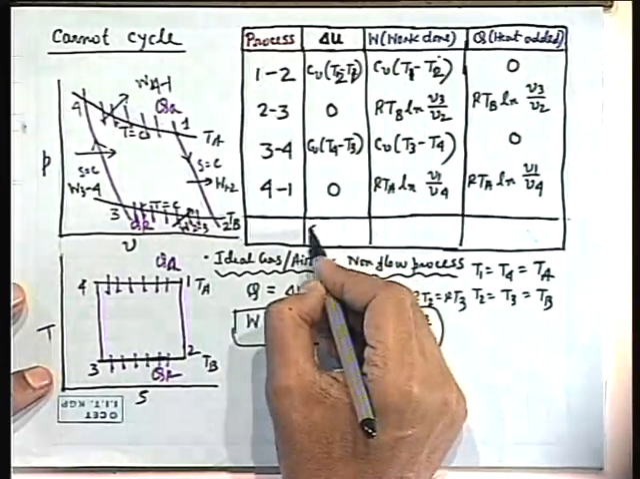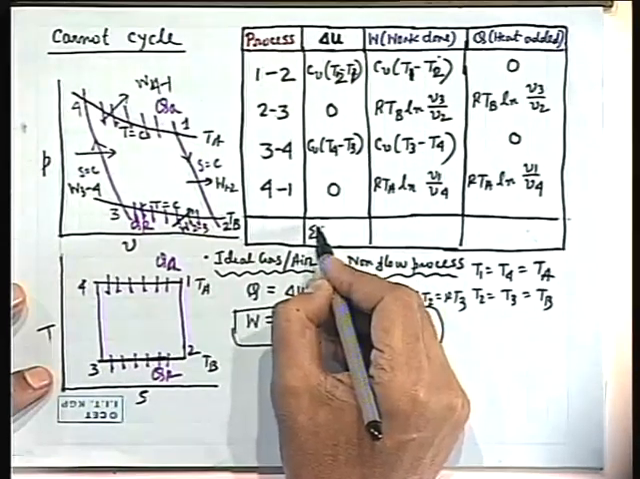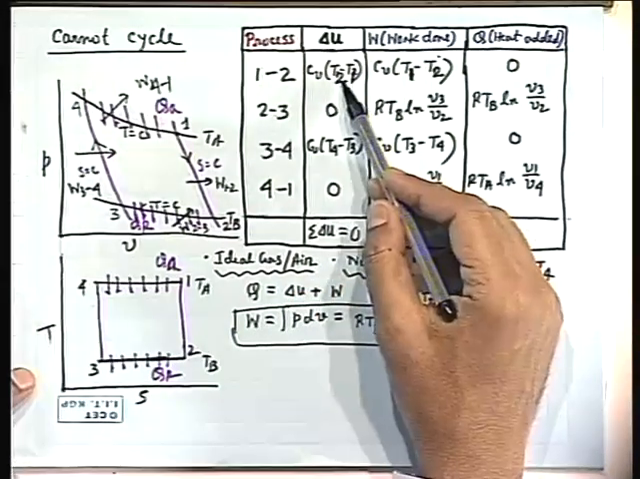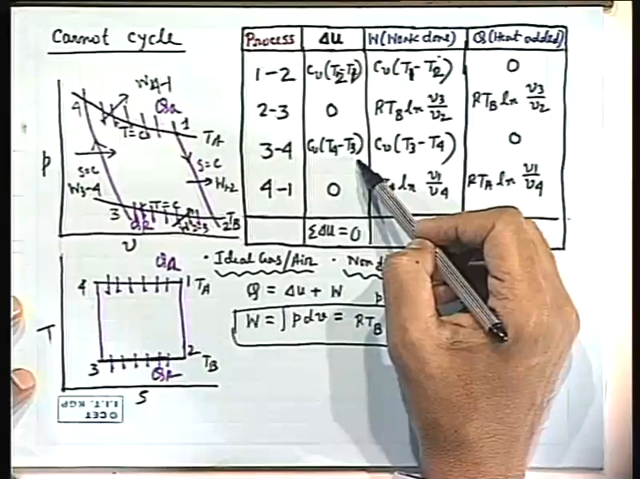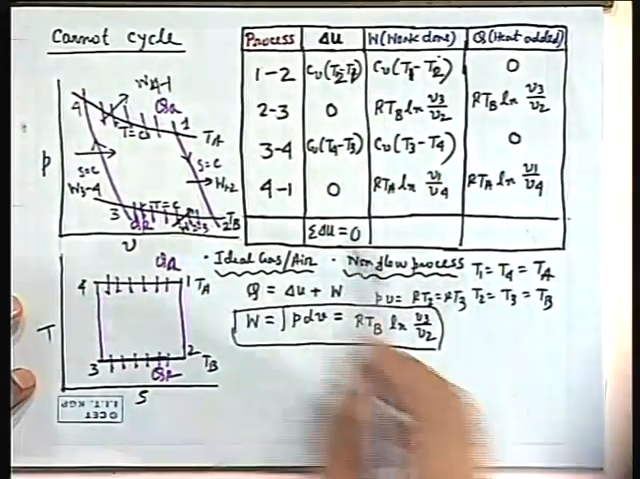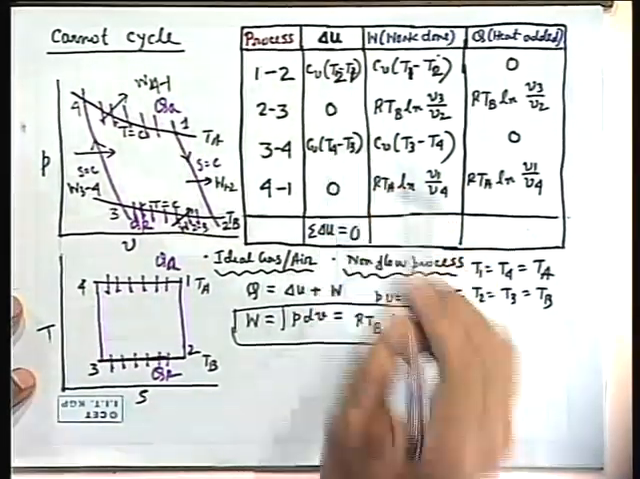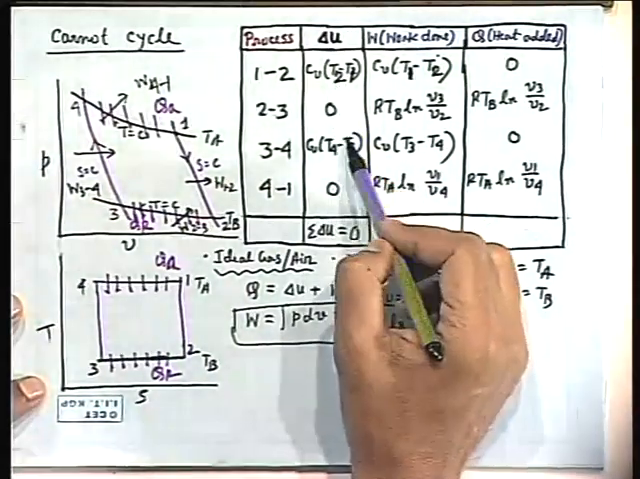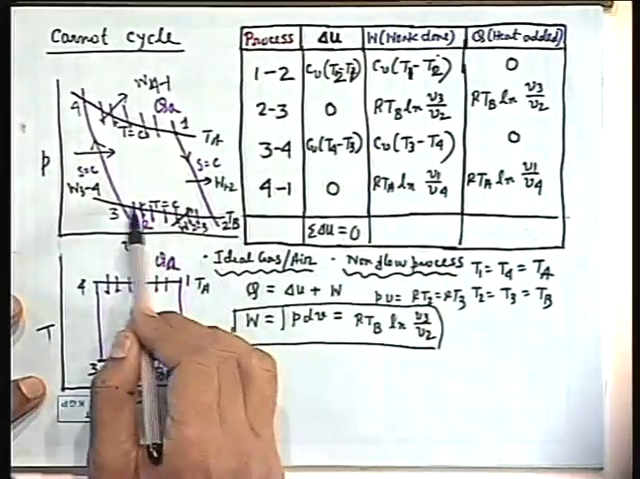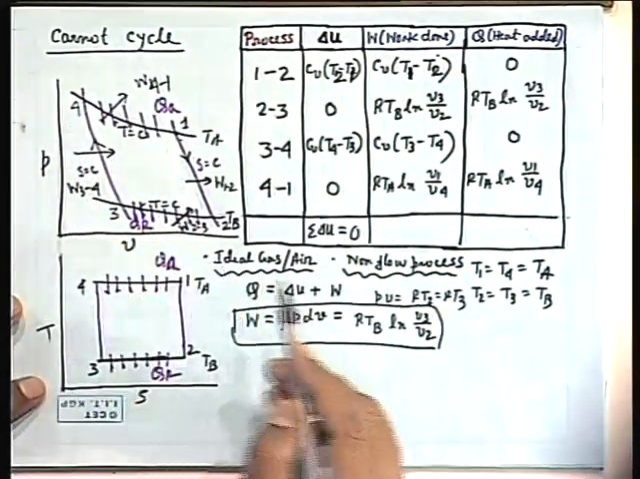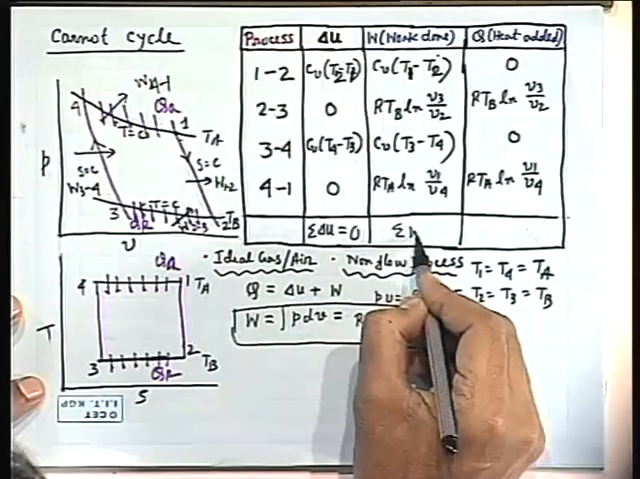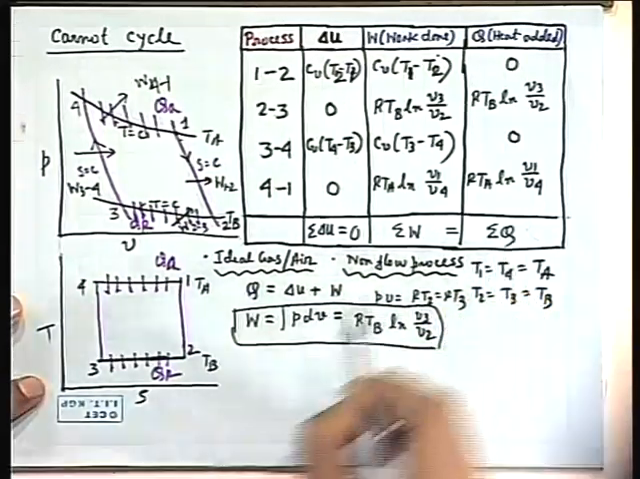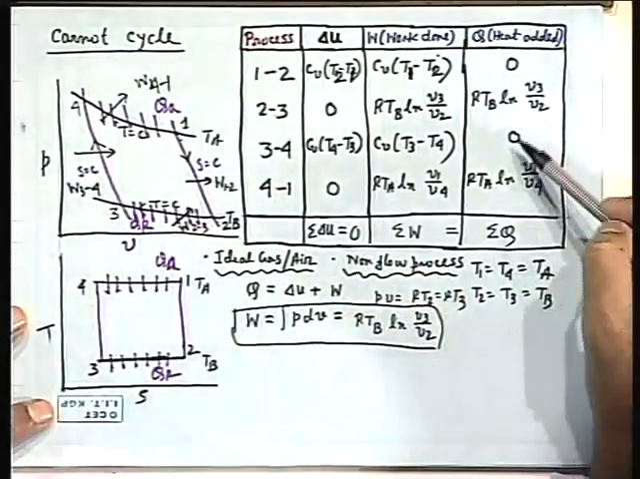What is that? Sigma of delta U has to be 0, and it is 0, you see. T2 is T3 and T1 is T4, so they cancel out, it becomes 0. If you sum it up, 0, because T2 is T3, T1 is T4. Now delta W, if delta U is 0, for the cyclic process delta W must be equal to delta Q. Delta W and delta Q are the same.